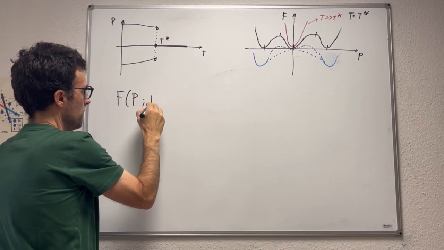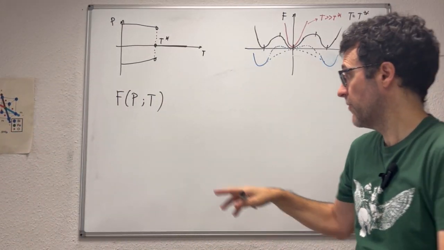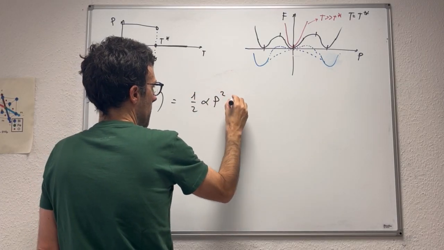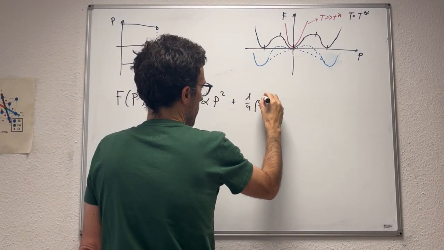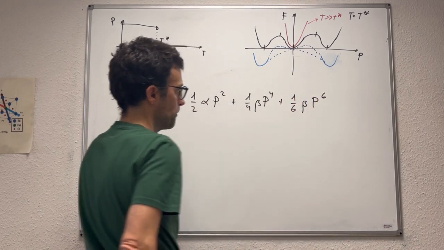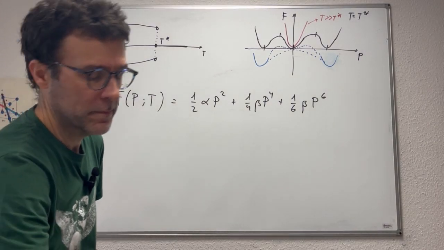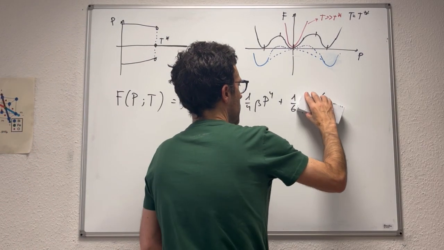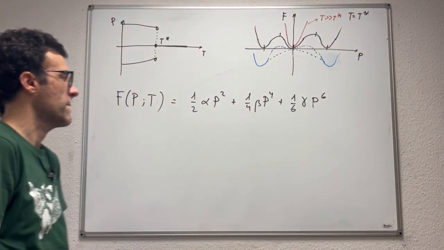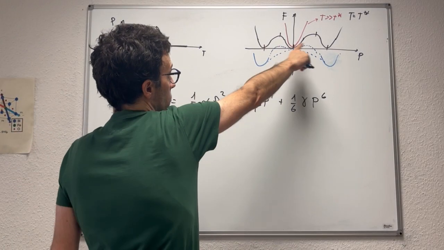So then our F of P, recalling also that it has to be an even function of P, can look something like this. P squared. All right. And now how do we get three minima?